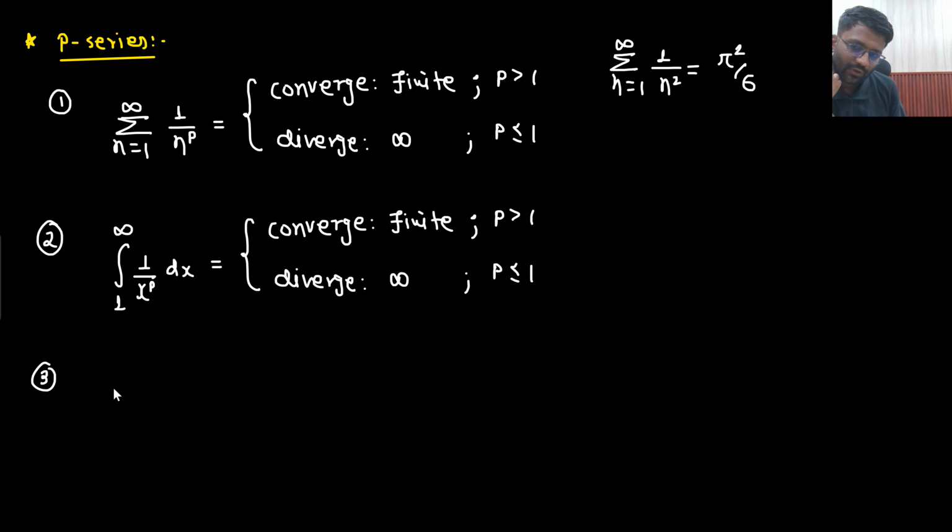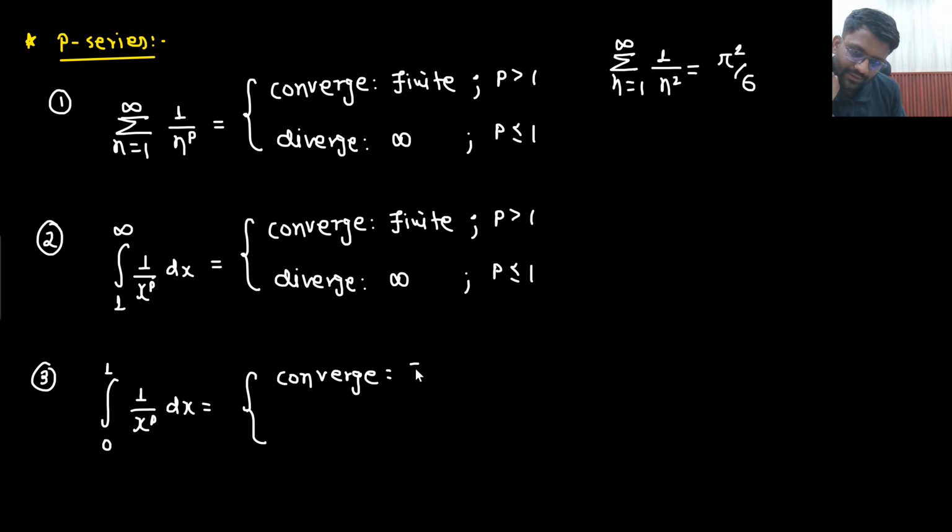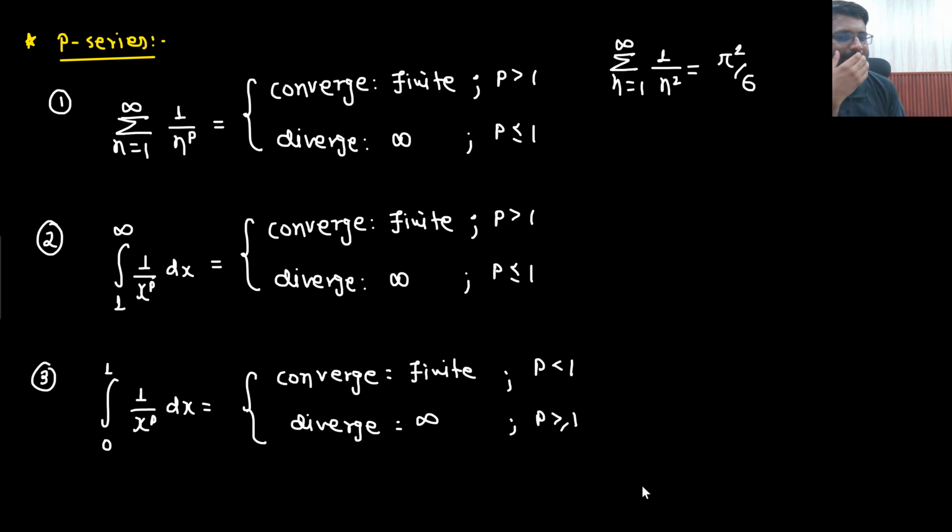In the last one, what will happen? The scenario changes to the integral from 0 to 1 of 1 by x to the power p dx. So again sir, converge and diverge. Here the things are changing. It will converge for p less than 1 and it will diverge for p greater than or equal to 1. That's it. Is that understandable to you? So this is the conclusion of the p series. Very important. You should remember it. It should be there in your mind.